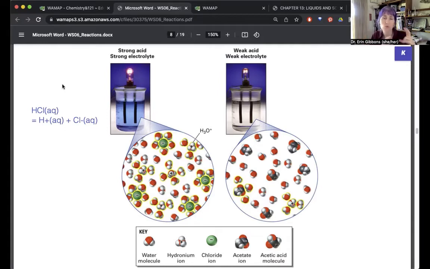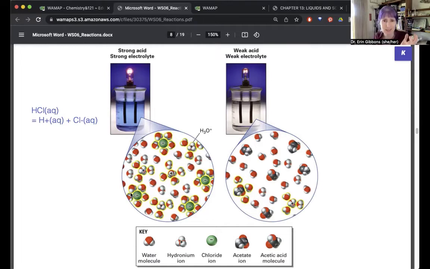Those H pluses would rather stick with the water as a hydronium ion than stick with the chlorine. So what we see are the chlorine atoms, ions. The chlorine ions are green, and they're surrounded by water with that ion dipole interaction. And then we have our H3O plus hydronium ion, and it is also surrounded by waters that stabilize that charge. And every single one of those is ionic. That light bulb lights up bright.